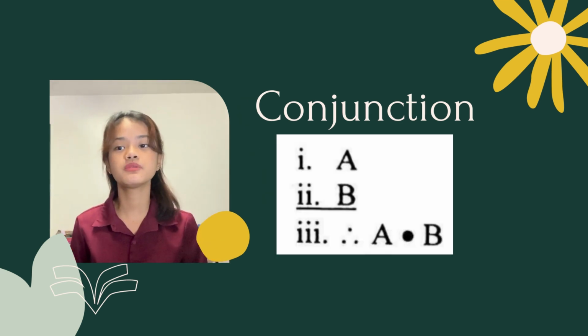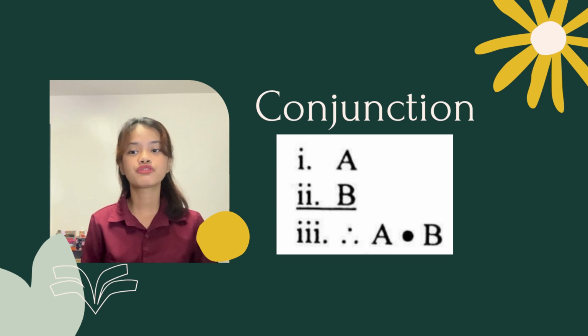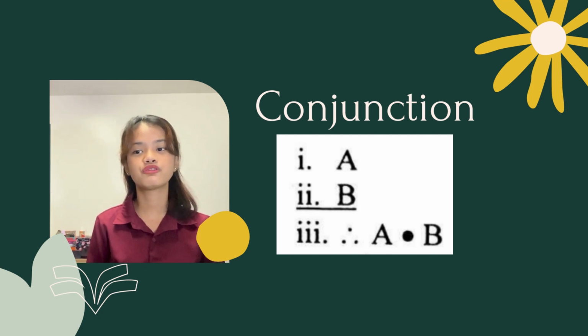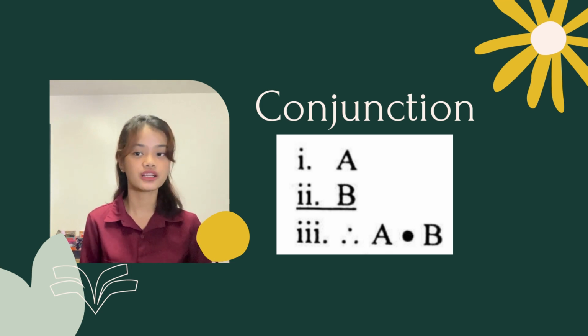The structure of the argument is as follows. First, A, second, B, and for our conclusion, therefore, A and B. Remember na yung malaking dot between A and B, binabasa siya as and. Pwede tayong makaform ng conjunction basta alam natin na both statements ay totoo or factual.